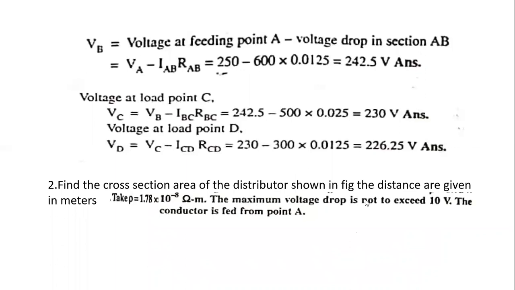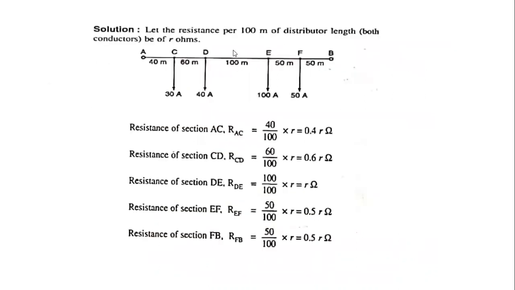Okay, the maximum voltage drop should not exceed 10 volts. That is, the V max does not exceed 10 volts. The conductor is fed from point A. This is also the distribution fed at one end, that is the A point.